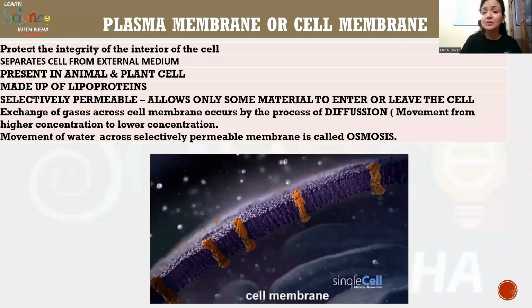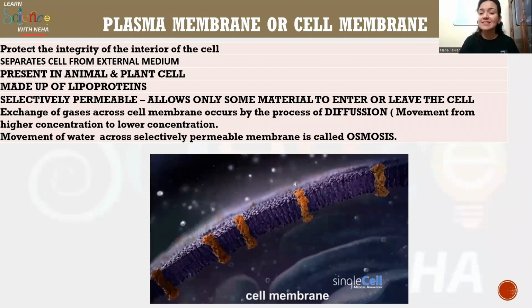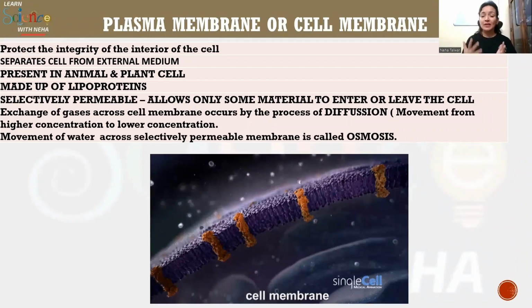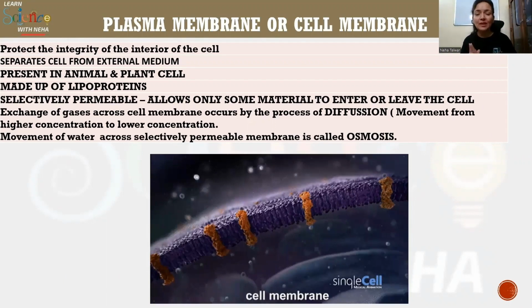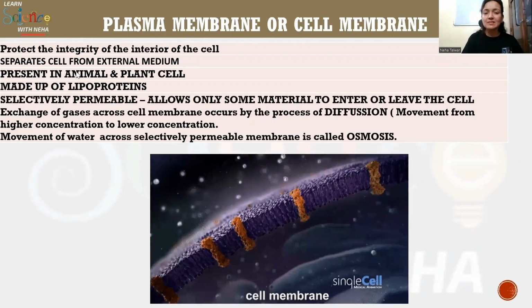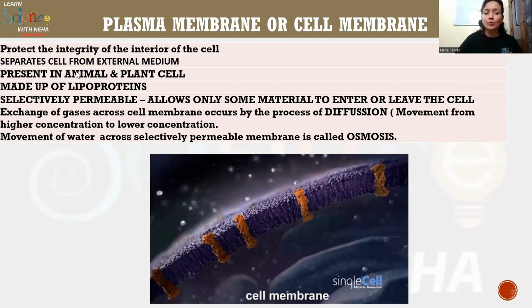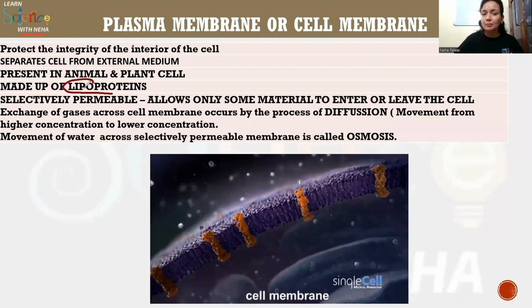Now, if we talk about the organelles, you will see the cell membrane. The cell membrane is a living part of the cell which is made up of lipoproteins. If you break these lipoproteins, it will be lipids and proteins. So here I have written lipoproteins. Lipids means fats, protein means proteins. So fats and proteins combine to form lipoprotein.